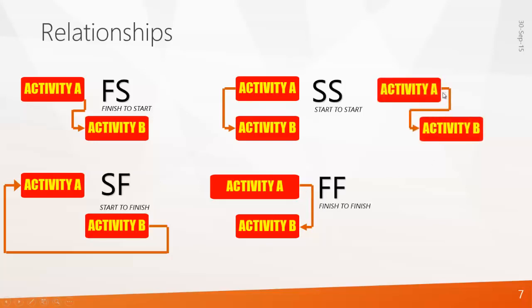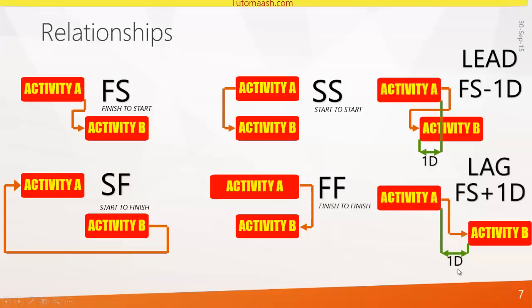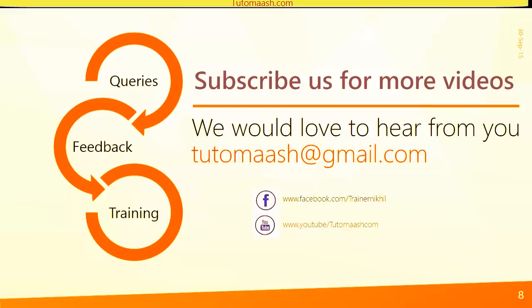Next is lead and lag. If you want to start an activity, that is activity B, before activity A finishes, you can make use of lead. And if you want a buffer after the completion of activity A, you can make use of lag. So that's all about relationships. Next we will open Primavera and see all this stuff.